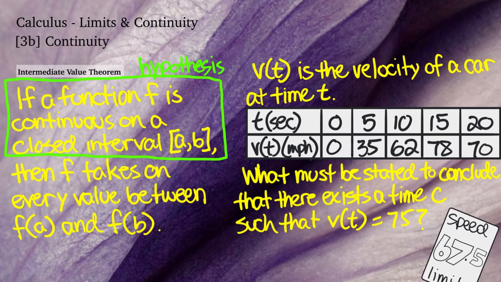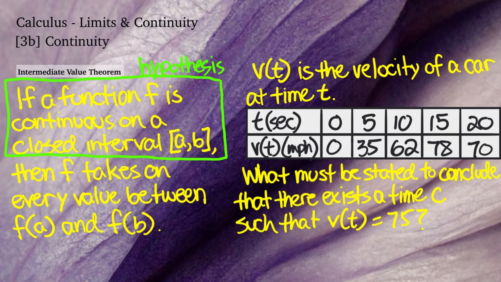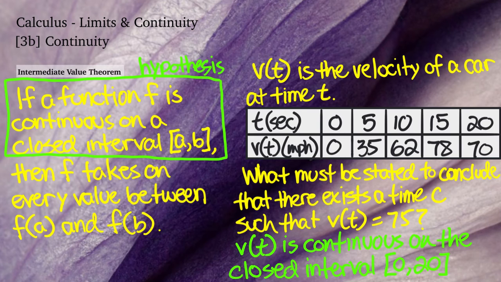I'm realizing now that velocity as a function of t is a continuous function, and that's exactly what needs to be stated here. V of t is continuous on the closed interval 0, 20. Therefore, there exists a time c such that v of t is 75. In fact, I think there are two times, around 13 seconds and maybe around 17 seconds. And that's it. There are a variety of these types of questions. This one is sort of backwards, but there are other ones where they give you the condition that the function is continuous and you need to make the conclusion. You could also be given a function instead of a table of values.